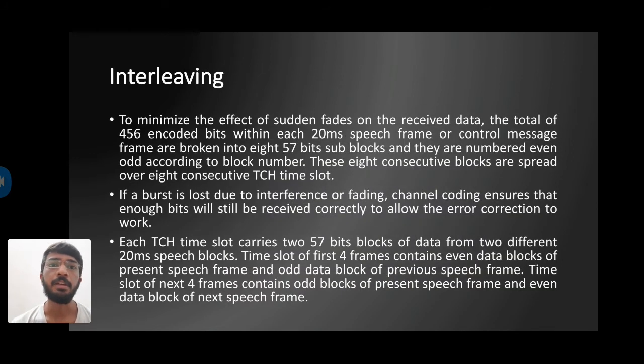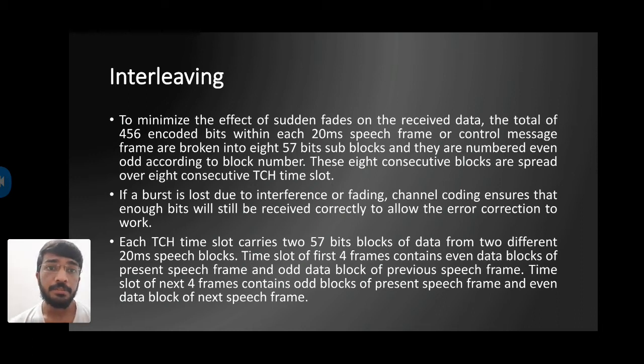Now we will discuss interleaving. To minimize the effect of sudden fades on the received data, the total of 456 encoded bits within each 20 millisecond speech frame or control message frame are broken into 8 57-bit sub-blocks, and they are numbered even and odd according to block number. These 8 consecutive blocks are spread over 8 consecutive TCH time slots. If a burst is lost due to interference or fading, channel coding ensures that enough bits will still be received correctly to allow the error correction to work.